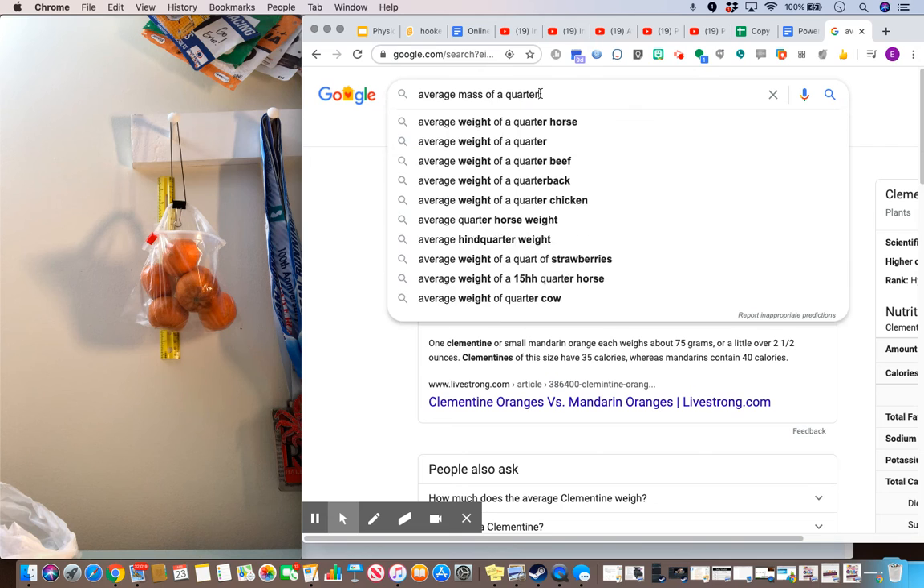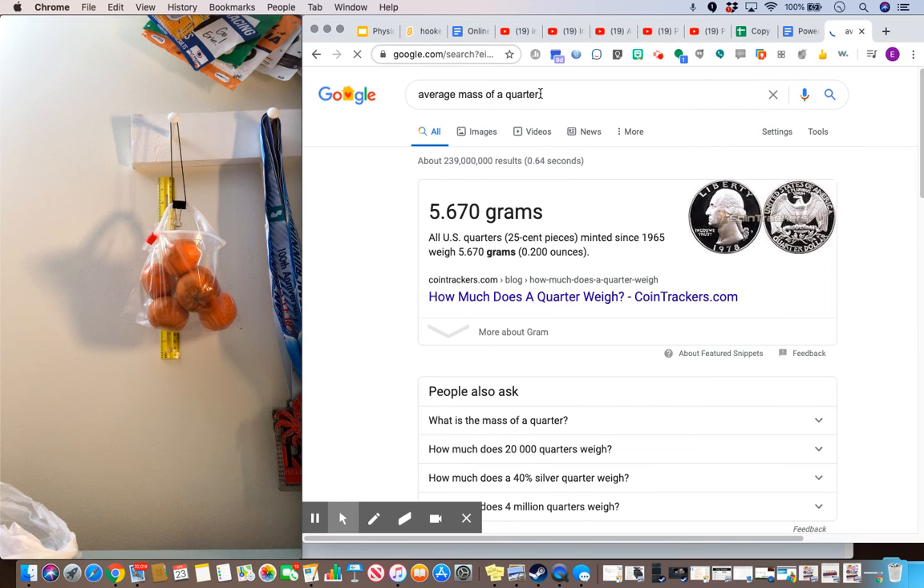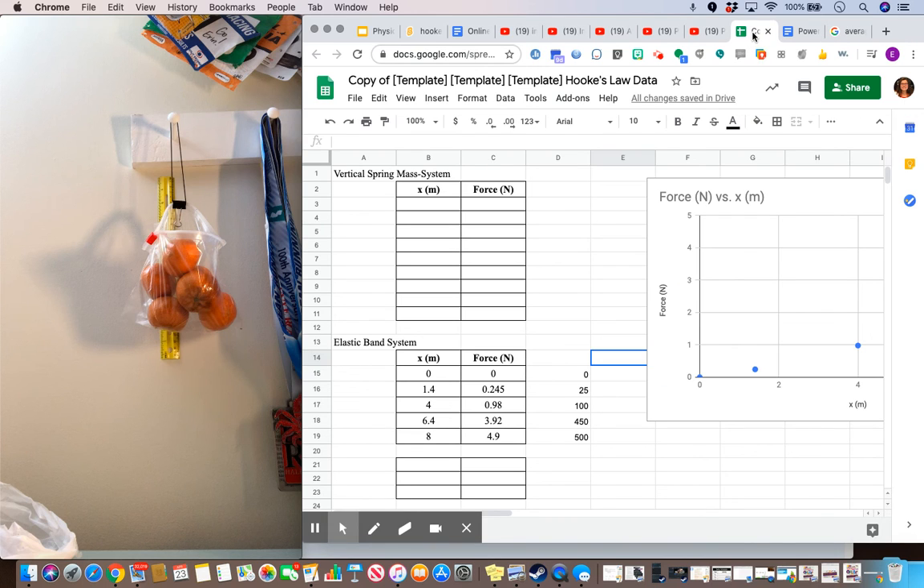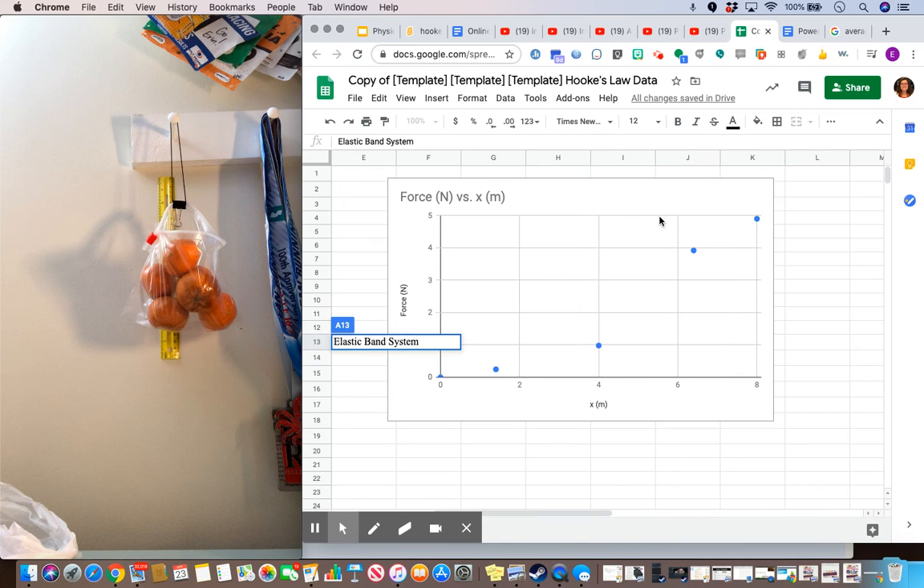Again, if you type into Google average mass of, and then the item, the average mass will pop up. Once you've collected or estimated the masses of the items you used and you've recorded the stretch distances in the lab sheet, same way as we did with part 1, you're going to translate your data into the Google sheet under the elastic band system, and you're going to graph your data. If you need a refresher, you can feel free to head back to that video.